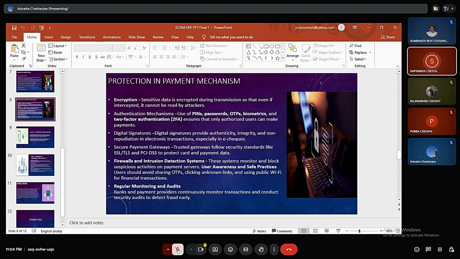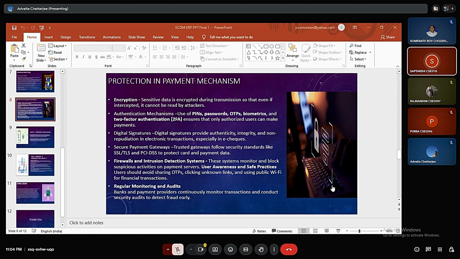Now, to protect against these threats, several security measures are used. First is encryption, where sensitive data is converted into unreadable form during transmission, so even if it is intercepted, it cannot be understood. Next is authentication, which includes PINs, passwords, OTPs, biometrics, and two-factor authentication. This ensures only authorized users can make payments.